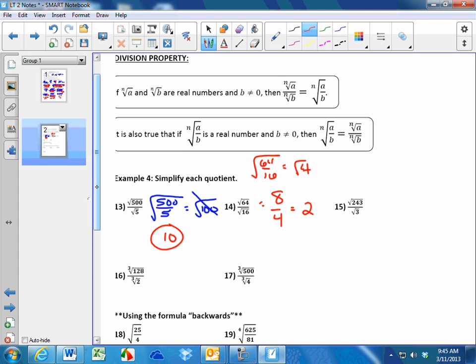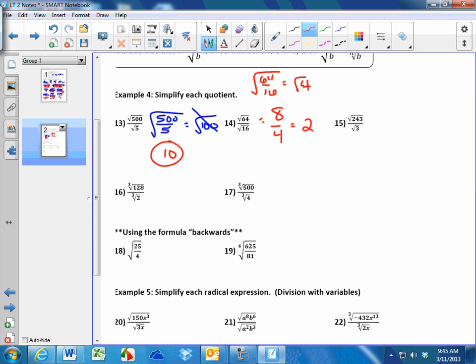Number 15, you try it. Is it like number 13 or is it like number 14? It's like number 13. You can't say that the square root of 3 is blank. So we want to try the fraction. Fingers crossed, when we make this fraction, the calculator will give us 81. So the square root of 81 equals 9. Perfect.